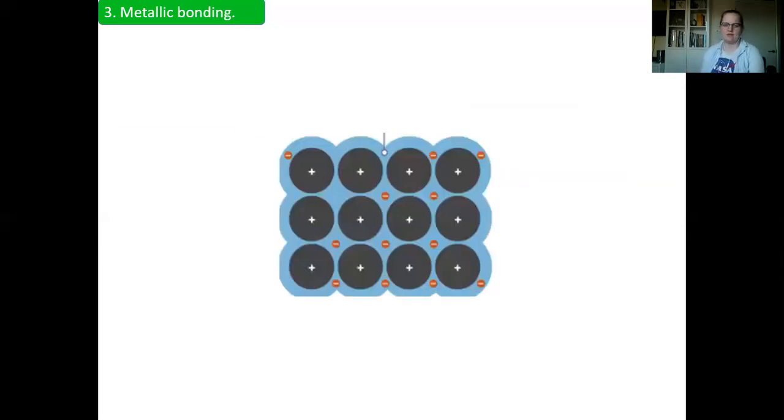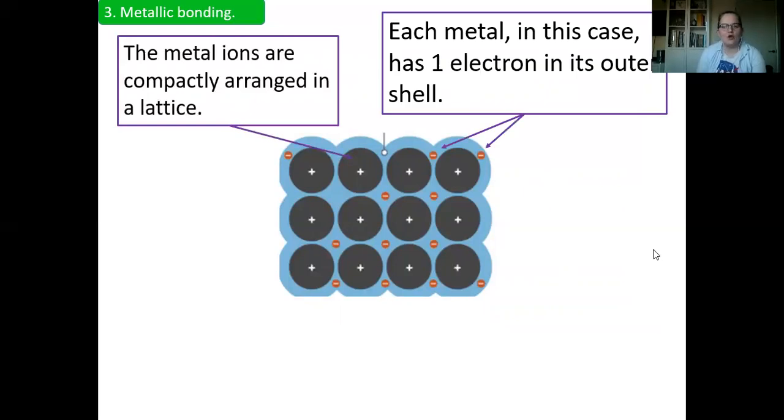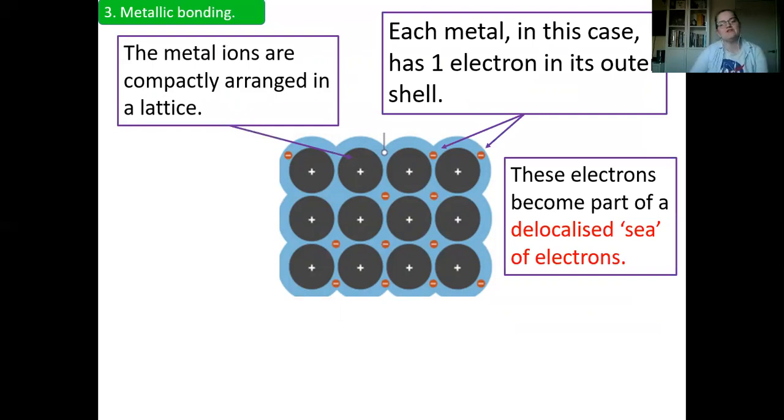Here's an image of metallic bonding. Our metal ions are arranged in a lattice again, so we've still got this lattice structure. Each metal in this case has one electron in its outer shell. These electrons become part of a delocalized sea of electrons. They want a full outer shell, which would need two electrons if we're talking about the first shell, but they're not covalently bonding, because they're metals, so that's not a possibility.